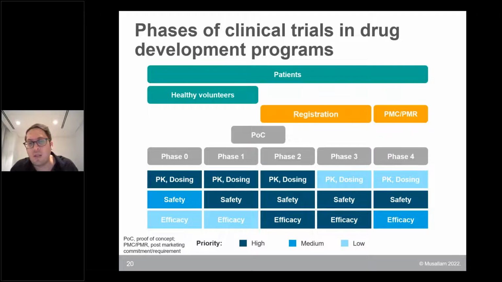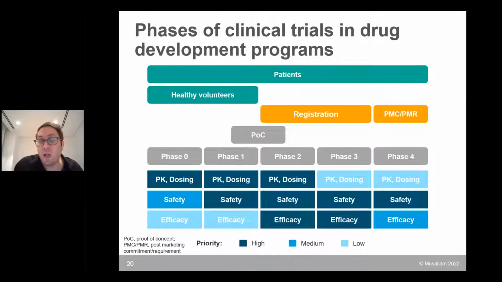Again, there is no solid science here, but usually phase 0 is one of those earlier trials in a program developing a drug in a certain pharmaceutical company, where the main focus is on PK and dosing and some sort of safety, but it's mostly PK and dosing. Then you move to a phase 1 trial where the focus becomes equally safety. You want to make sure that the drug is safe.